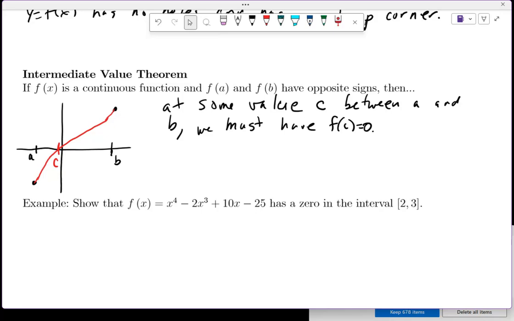We have the function here, f of x equals x to the 4th minus 2x cubed plus 10x minus 25. It asks us to show that it has a 0 somewhere between 2 and 3. That's what that says in the interval from 2 to 3. Okay. This is a polynomial. Polynomials are very, very nice functions, right? They're continuous, correct? So what we need to do in this case is we plug in 2 and we plug in 3. Plug in the endpoints.